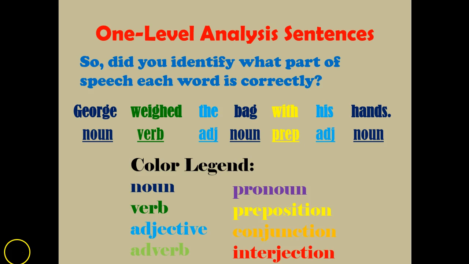Okay, so George weighed the bag with his hands. George is a noun. What did George do? He weighed. The verb is therefore weighed. The bag. He weighed the bag. Bag is the noun. The is describing the noun, therefore it's an adjective. With is a preposition. It's about location. His is describing hands, therefore it's an adjective, and hands is the noun.